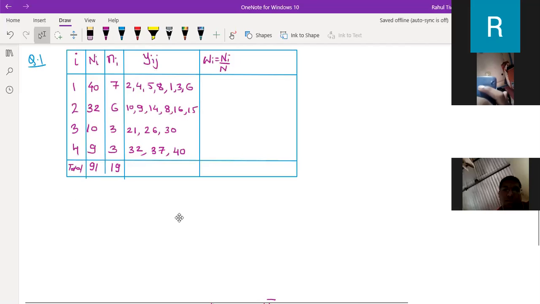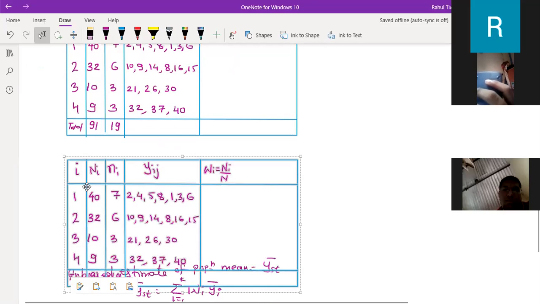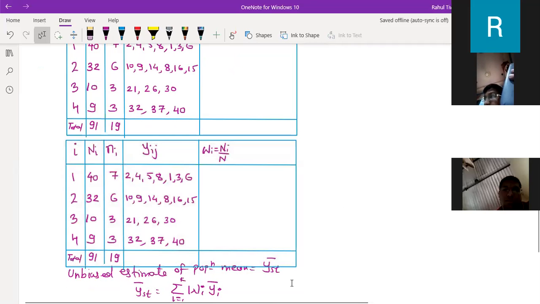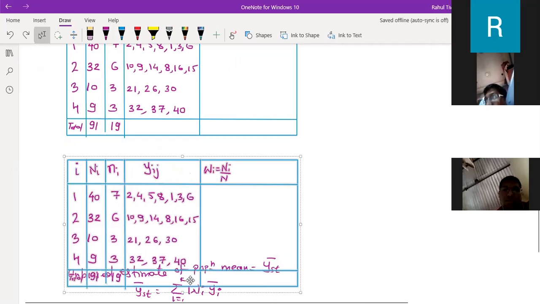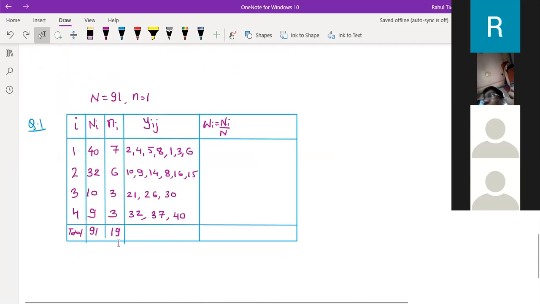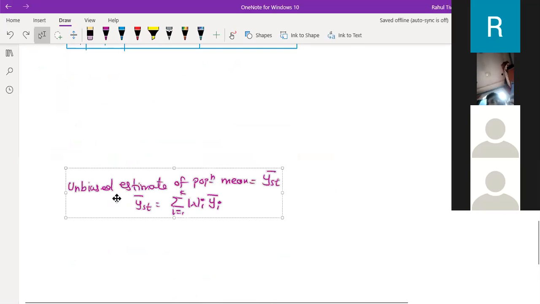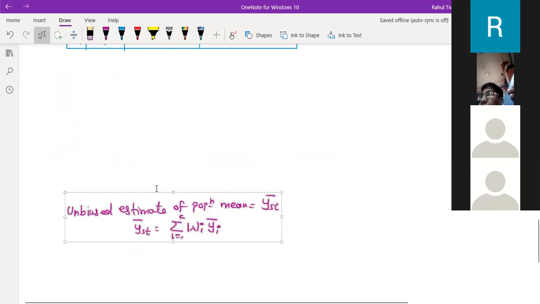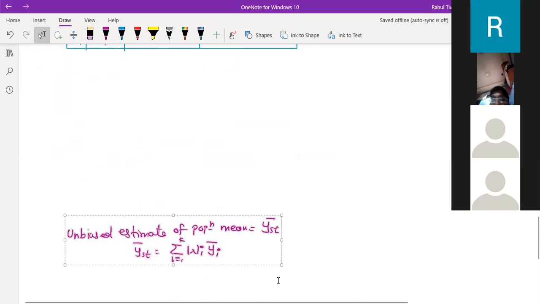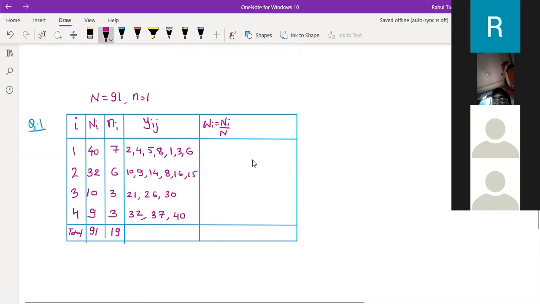Just do the calculation part, then we can go ahead. Done, sir. Everybody done? Yes. Now, what you have to do, you need to calculate also y bar i. So you just create one more column here, y bar i.